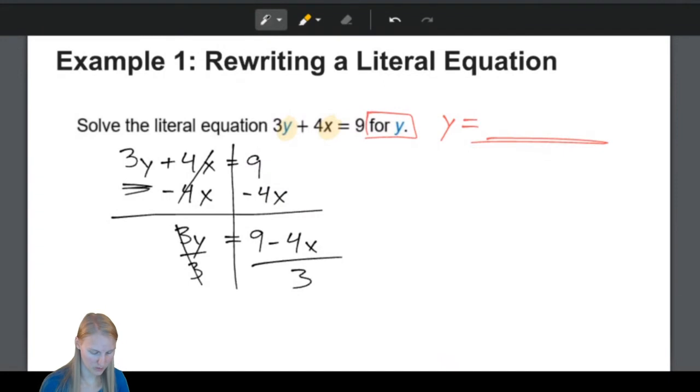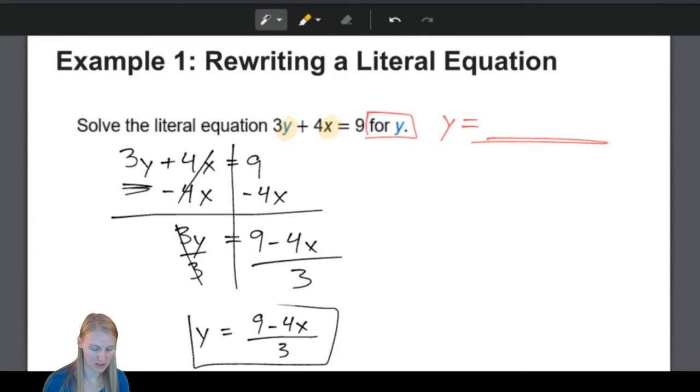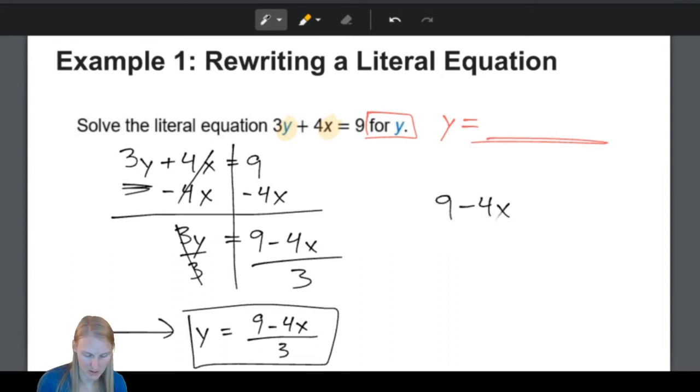Okay, so now that goes away, and we have y equals 9 minus 4x divided by 3. And I know it looks kind of ugly, but that is correct. We can simplify this a little bit more if we want. Now, this is a correct answer. Your teacher might want you to simplify this a little bit more, so I'm going to show you how to do that. When you have something that looks like this, 9 minus 4x all divided by 3, you are allowed to do this.